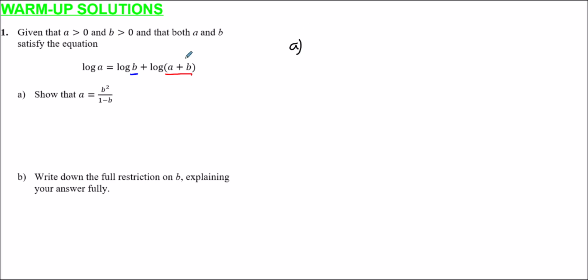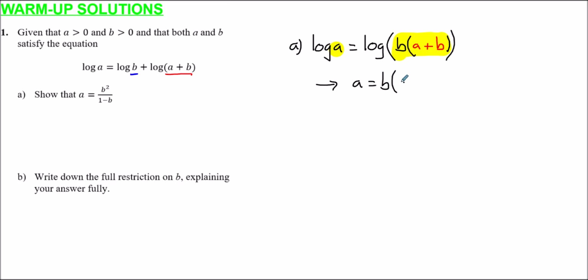So for A, we can take this and say that log of A must equal log of B multiplied by A plus B. So now, the left side is equal to the right side, the logs are to the same base, so the conclusion for this to be working is that the log of A, so A itself, must be the same as B, brackets A plus B. And so the next step is just to say that therefore we must have A equals B, brackets A plus B.